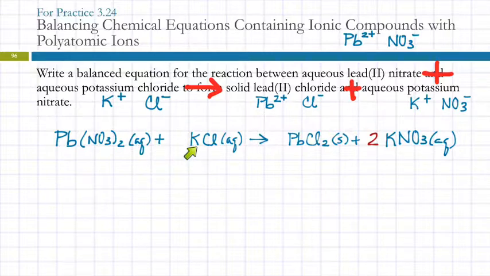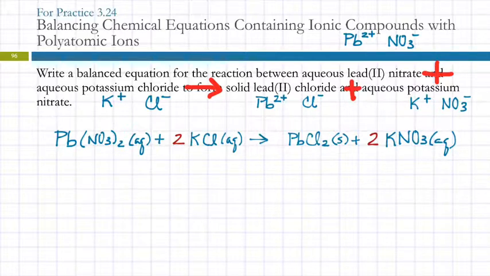K. How many potassiums on this left side? 1. And how many on the right side? 2. So I need to increase the number on the left side. So now I've got 2 potassiums over here and 2 over here. Then I need to check the chlorine. Now I've got 2 chlorines here and 2 chlorines there. Usually that last ion will take care of itself.